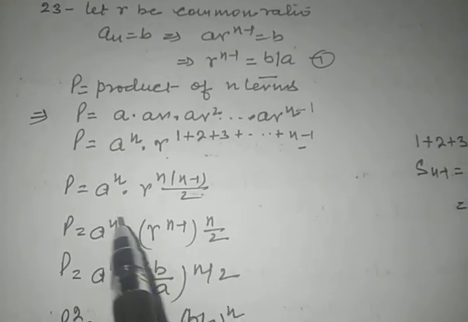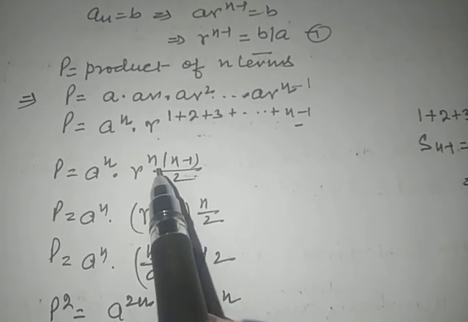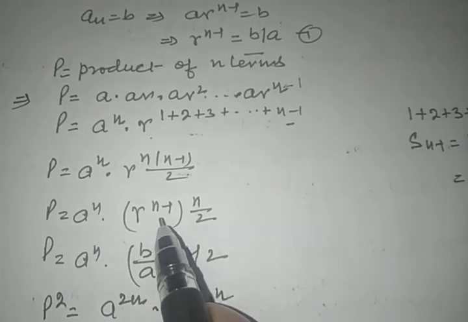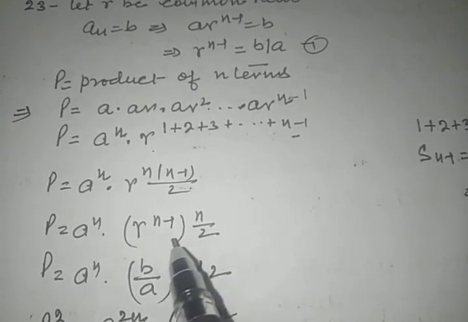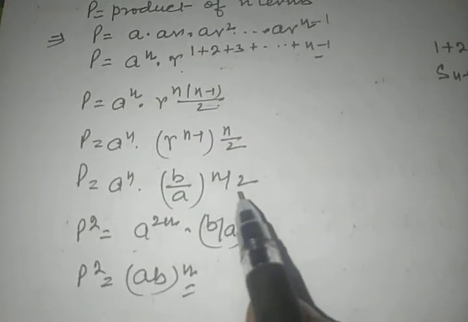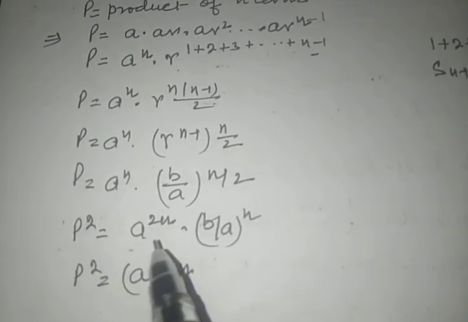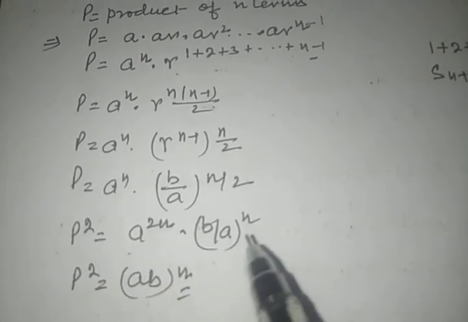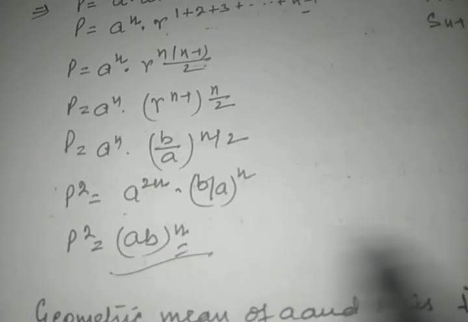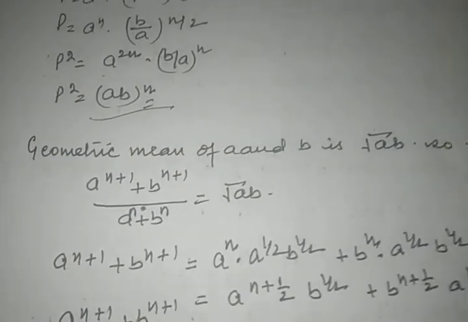So we have P = a^n r^((n-1)n/2), that is P = a^n (r^(n-1))^(n/2). So the value of r^(n-1) is b/a. So this is (b/a)^(n/2). So P² will be equal to a^(2n) (b/a)^n. So P² will be (ab)^n. This was to be proved.